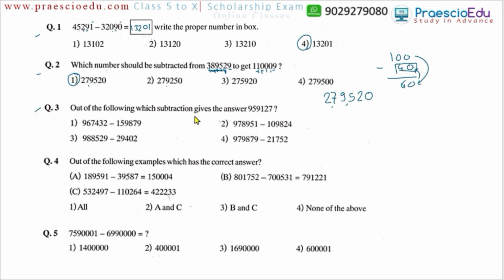Now question number 3. Out of the following, which subtraction gives the answer? Okay, so there are the 4 options with the different subtracting numbers shown. So we have to find out these answers come from which subtracting example from the options. So we will check for the one. So 2 minus 9 can happen, no, so it comes the 12, and this comes the 2. So 12 minus 9, 3 comes. Okay, so at the unit place 3 is there, here the 7, so we will not check further. So this option is not our correct answer.